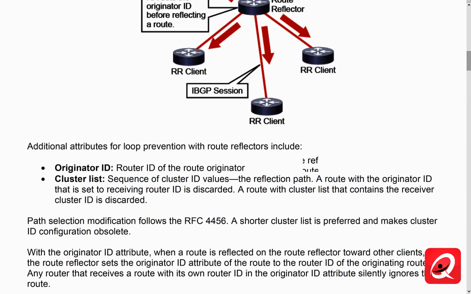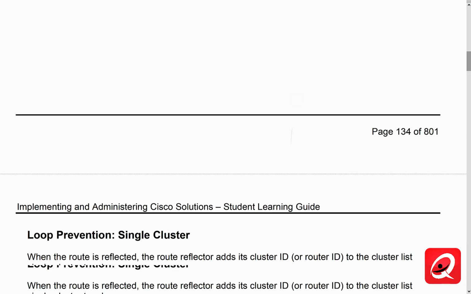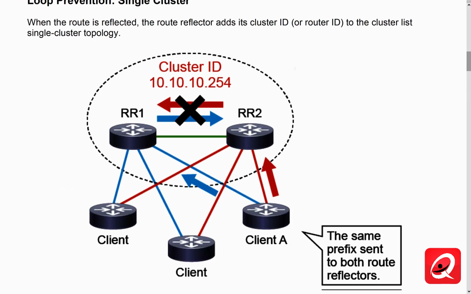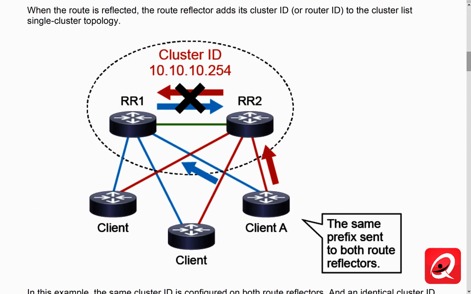All right. Now, if I have a single cluster, loop avoidance is a little bit simpler. When a route is reflected, we add the cluster ID to the cluster list in our single topology. And when the route is reflected, that information gets added, we simply identify that route reflector based on that cluster ID or router ID.